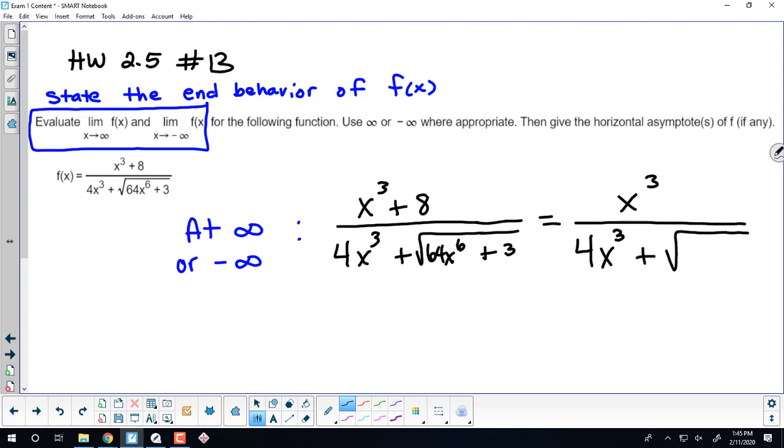But you got to be careful here. There's actually two leading terms on the bottom, right? We've got the 4x cubed and the 64x to the 6th. The plus 8 on top and the plus 3 under the radical definitely don't affect at infinity or negative infinity. Because again, loosely, hopefully, you're thinking about this, the square root of 64x to the 6th. You're kind of thinking of that as 8x cubed, right? So I can't ignore that term because it still plays a part with this other leading term right here.